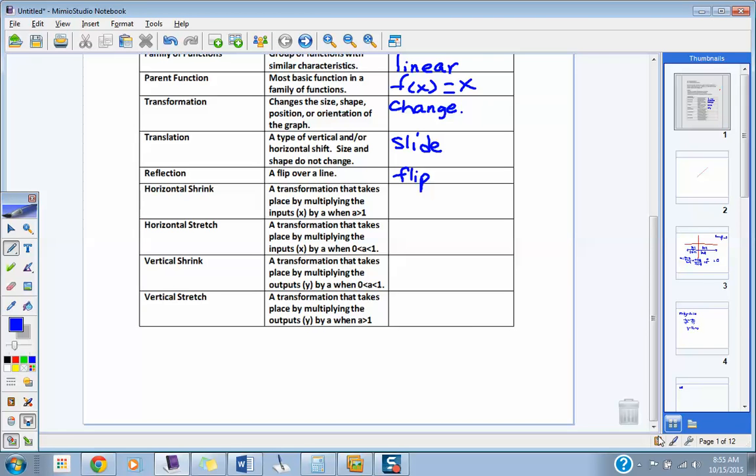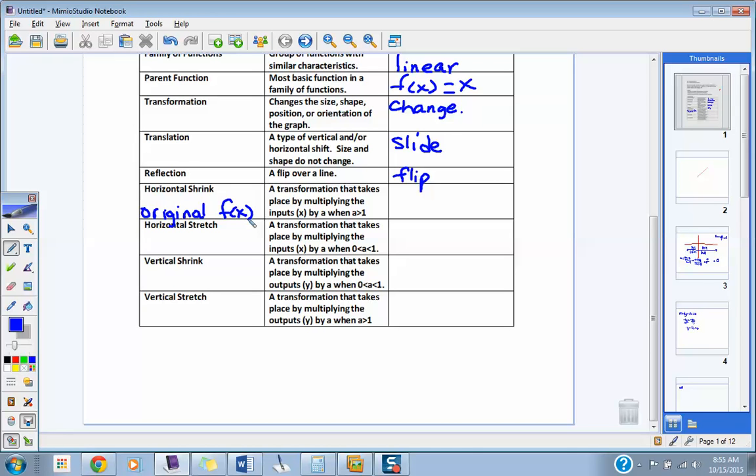All right, we might have an original function f of x. I'm going to write this down over here. Original function might be a function f of x. I don't know what it's equal to. But they're saying a transformation that takes place by multiplying the inputs. Which variable, guys? Well, the inputs are my x variables, by a value of a when a is greater than 1.